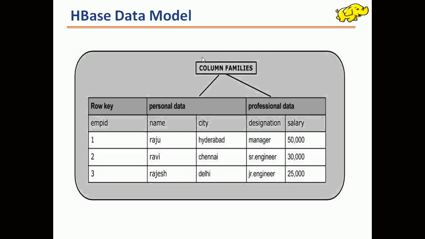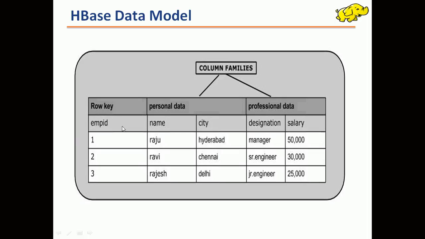So, the HBase data model. An RDBMS table is comprised of rows and columns. In HBase, each row is identified by a unique column called the row key, which will have unique values, and you have another terminology called column family. Basically it's a grouping of columns.